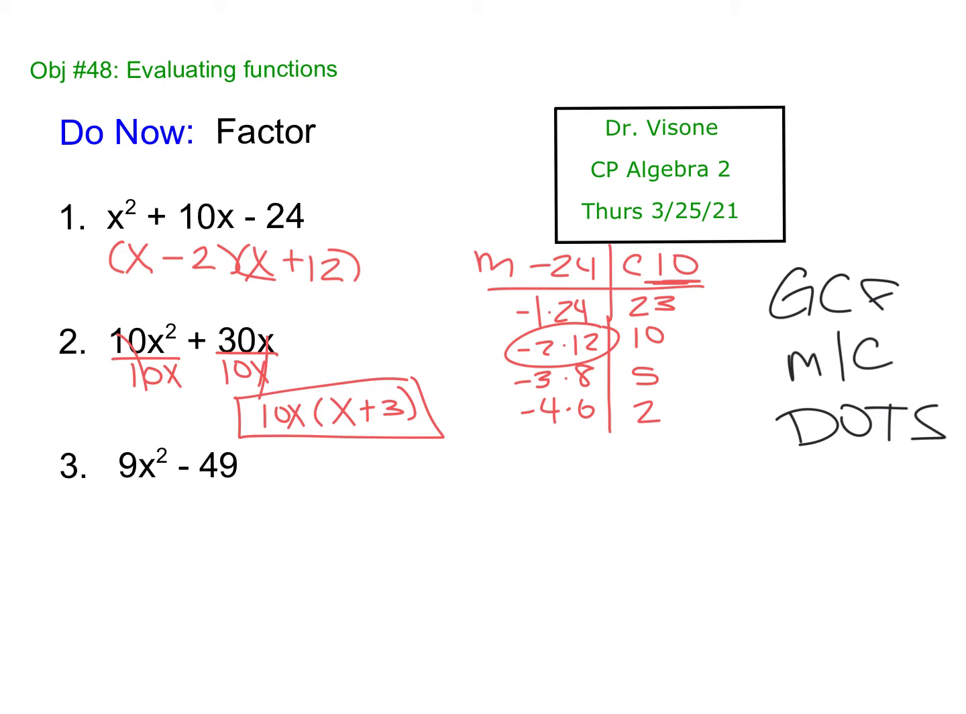And the last one is dots. That's the difference of perfect squares. This is a perfect square, and this is a perfect square, right? Well, what's the square root of 9x squared? 3x, right? 3x times 3x is 9x squared. 7 times 7 is 49. One's a plus, one's a minus. Done.